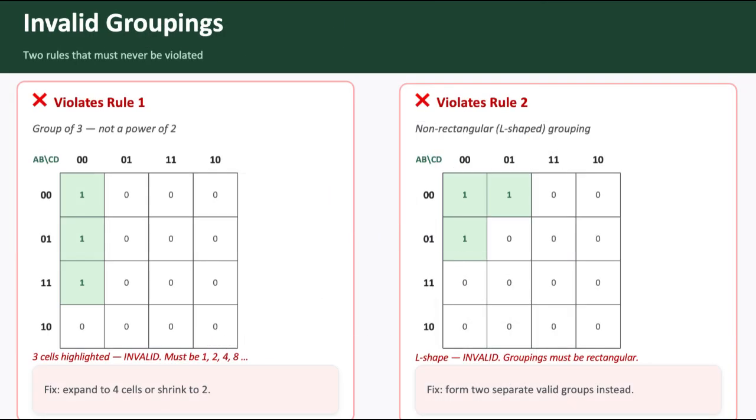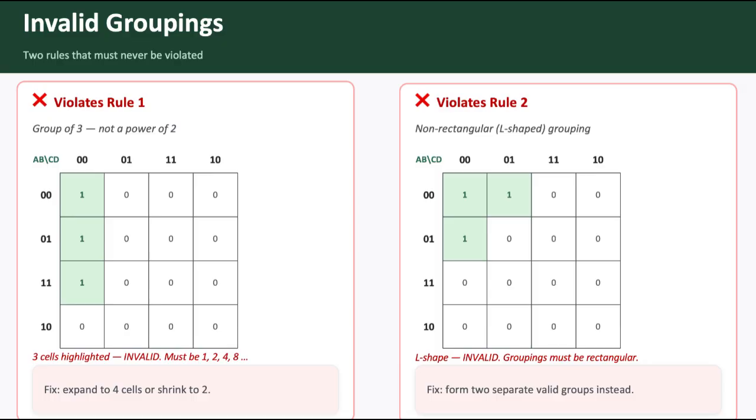Let me be very direct about what not to do. Look at the left side first, which violates Rule 1. 3 cells are highlighted in the first column: the cells at AB equals 0,0, AB equals 0,1, and AB equals 1,1. Someone grouped 3 cells. Rule 1 states that group size must be a power of 2. 3 is not a power of 2, it is not 1, 2, 4, 8, or 16. This grouping is invalid, full stop. The fix is simple. Either expand to 4 cells if there are ones available to include, or shrink to 2 cells and handle the remaining cell with a separate group.